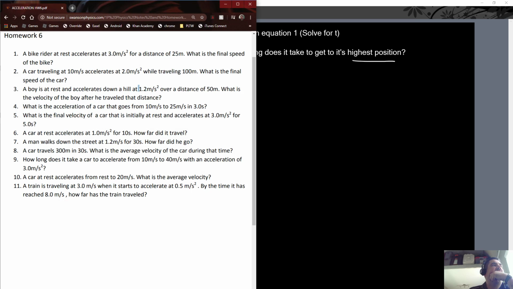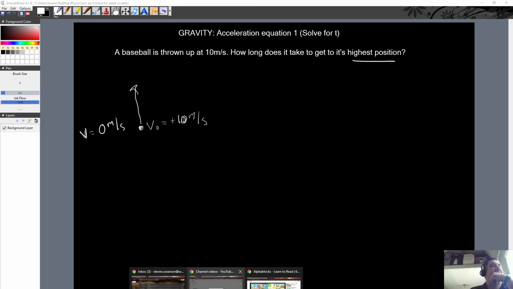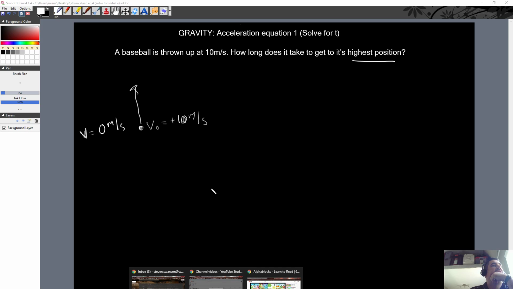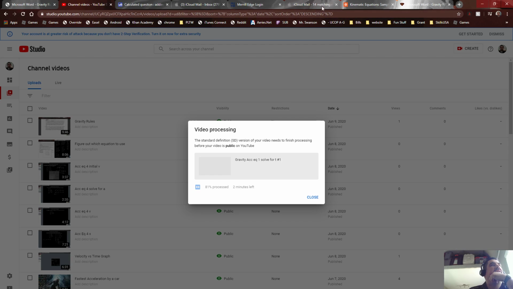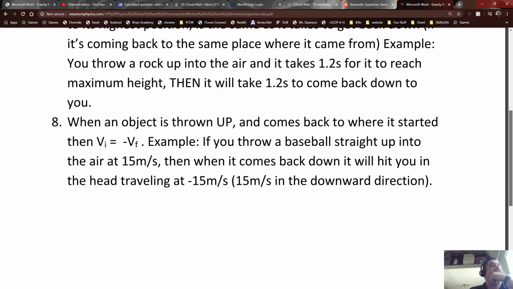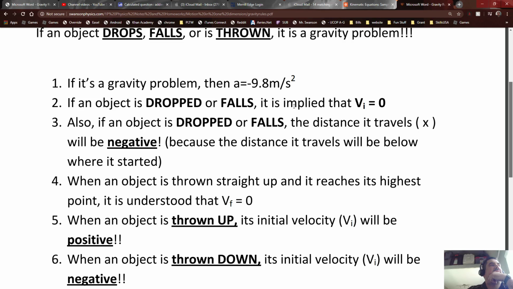It says, where is it? What is acceleration? Oh, no, this is not it. These aren't the notes. Where are the notes? The notes are right here. So the notes are here, and it says the highest position. It's glitching out a little bit.